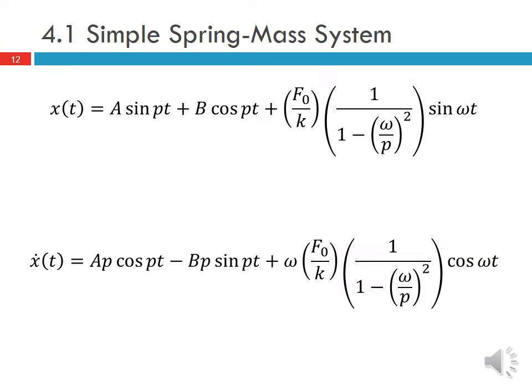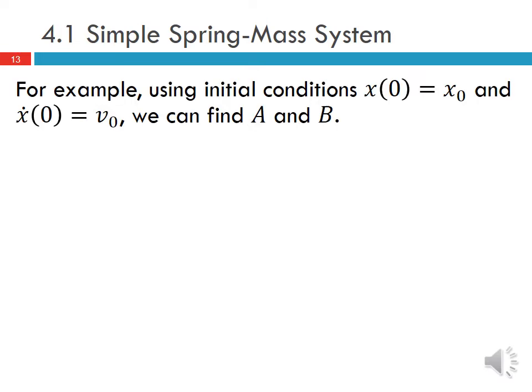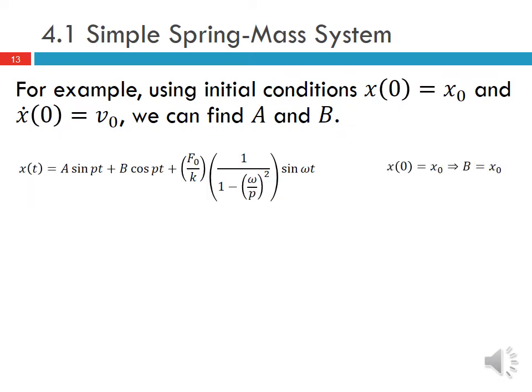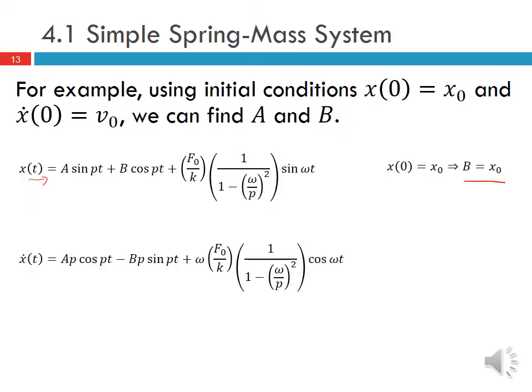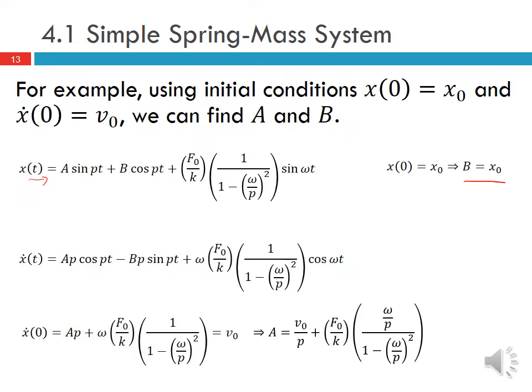So we have our total response here, our x. We can take the derivative of this to find the velocity, so our x dot. And now if we wanted to find those constants a and b in the transient solution, we could apply some initial conditions to find that. So from our position response, from our x, we can find that b is equal to x naught, and from the velocity we find that a is equal to this expression here.